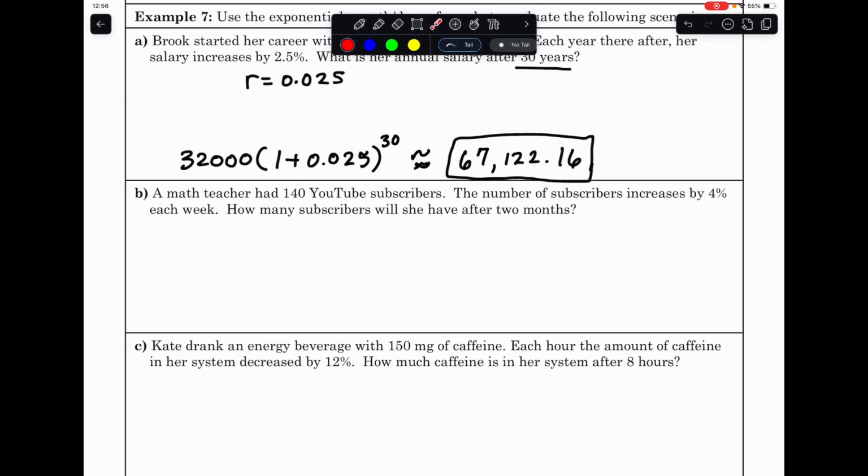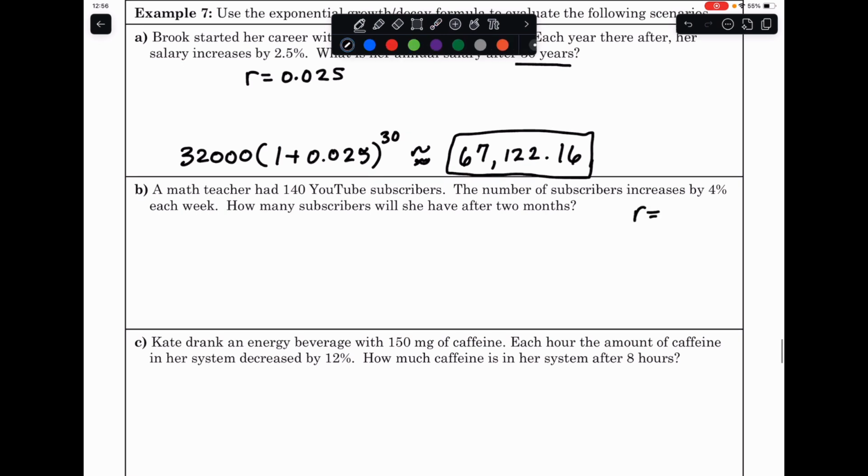So let's say that we have a math teacher who's a YouTuber. She has 140 subscribers. The number of subscribers is going to increase by 4%. So that means that the value of R will be 0.04. And how many subscribers is she going to have after 2 months?